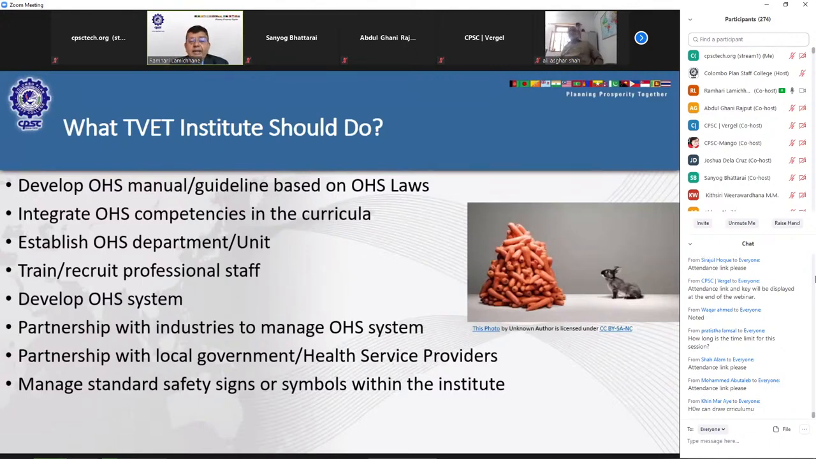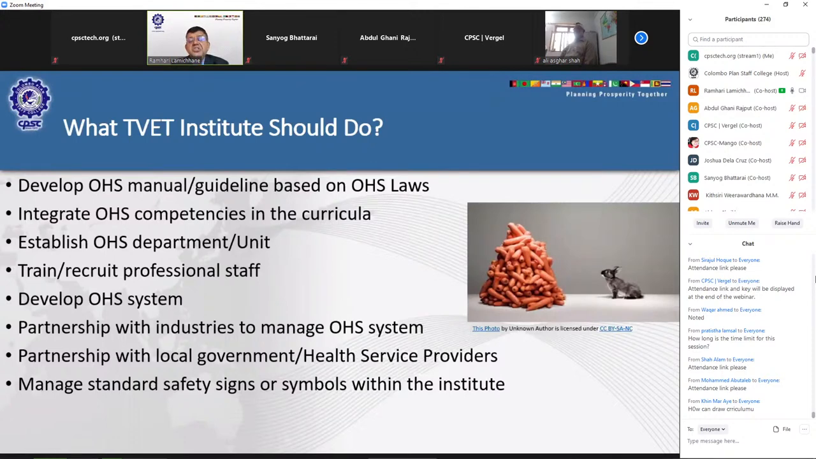If you have already implemented it, that's fine. You can refine it. You can change it as per the needs of the situation. There is always room for betterment. That's why develop an OHS manual or guideline based on OHS laws. Within the TVET institution, we have to develop our occupational health and safety related manual or guideline based on national OHS laws.